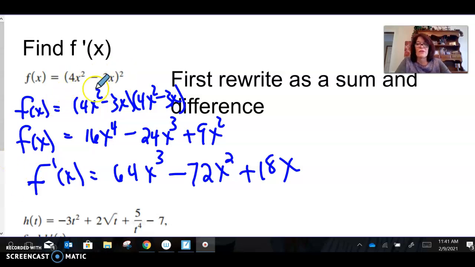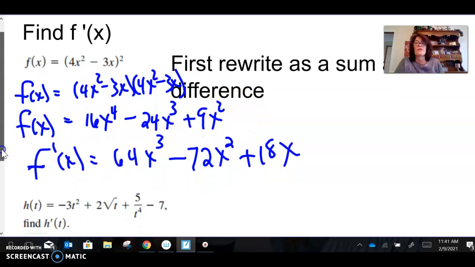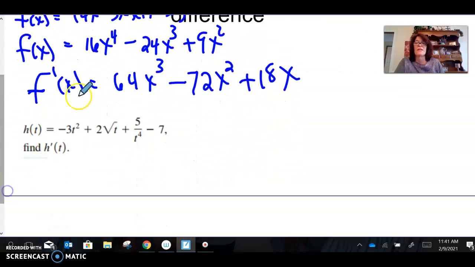Okay, so I couldn't do the power rule here when it's written as a binomial squared. So we FOILed it out and then we could, right? 4 times 16, 1 less than 4, 3 times 24, 1 less than 3, 2 times 9, 1 less than 2. Okay, so just make sure you rewrite as a sum or a difference.